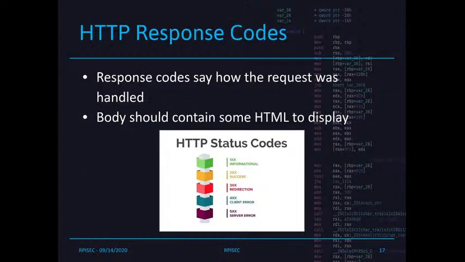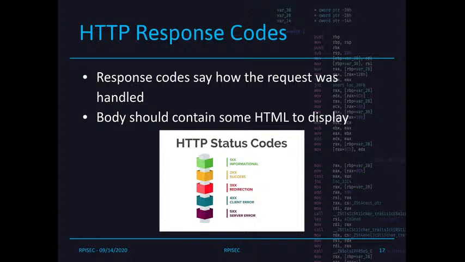Once the server gets it, it will do whatever it needs, and it'll send back a response. And the job of the response code is to say how the request was handled. The body should, in theory, contain the HTML to be displayed by your browser, because it's assuming that you're in a browser. The response codes are all somewhere in the 100 to 500s, and what number they start with actually tells you what group they fall into.